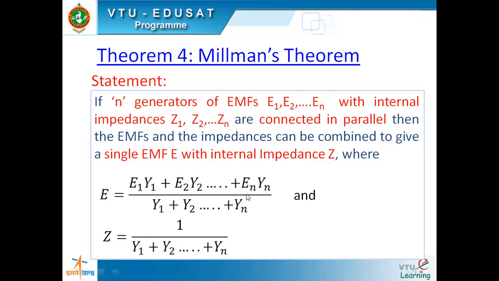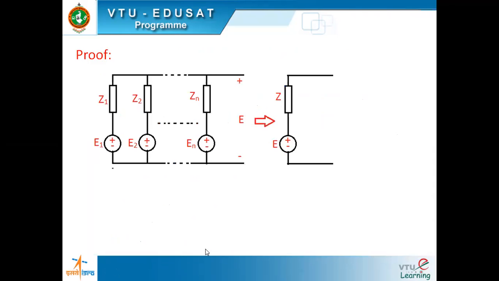So you have to remember this particular equation for EMF and the internal impedance Z, the combined one. This is the combined EMF because of n generators, and this is the combined internal impedance of the n generators. So what they mean is this. If you have such n generators connected in parallel, then they can be combined to get just one generator like this, is what Millman's theorem is telling you, where E is given by the equation shown and Z is given by the equation shown.